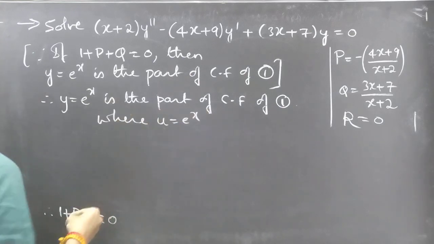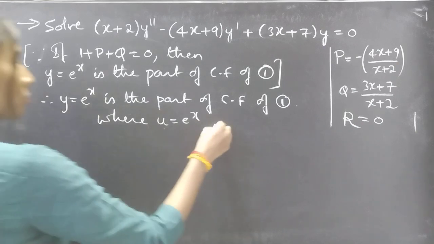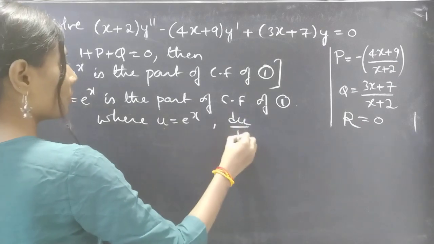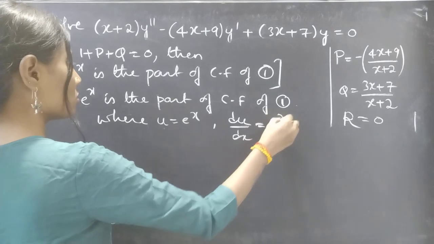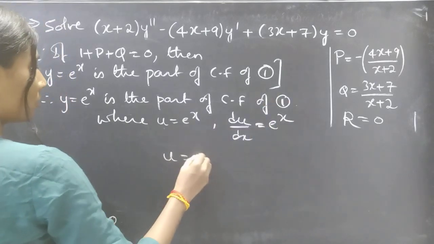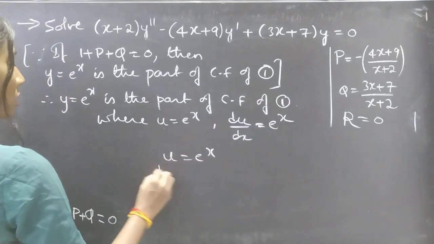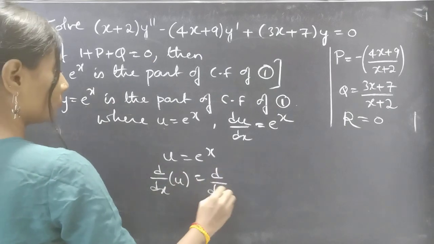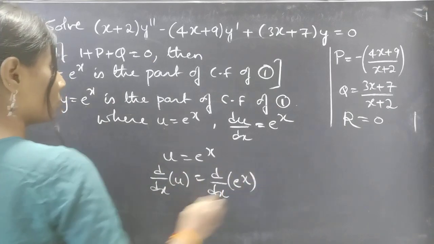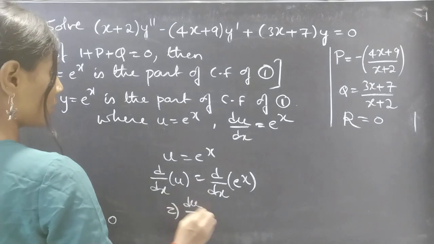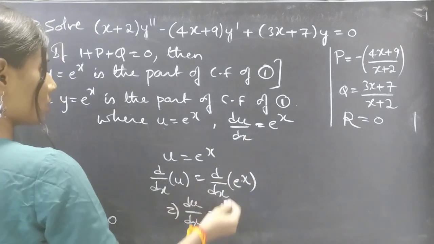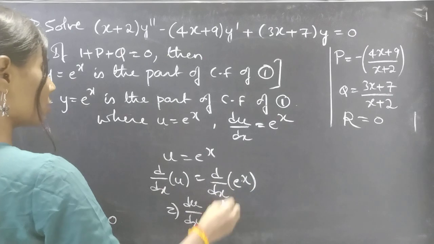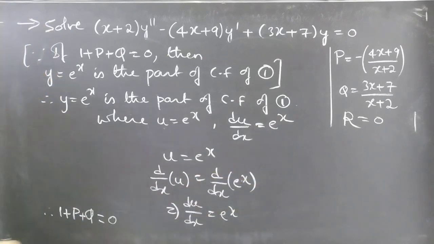Since we are having u, we can find the derivative of u with respect to x. If u is e power x, the derivative of u with respect to x is also e power x. Just differentiate on both sides with respect to x. We'll get du by dx equals the derivative of e power x with respect to x, which is e power x.